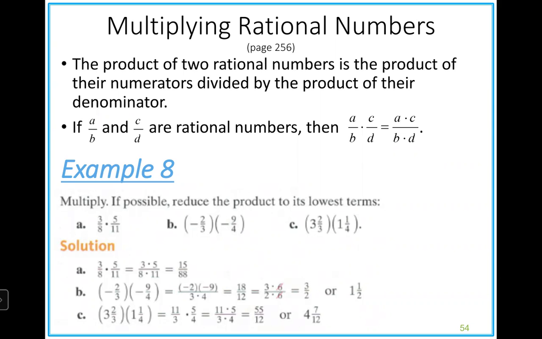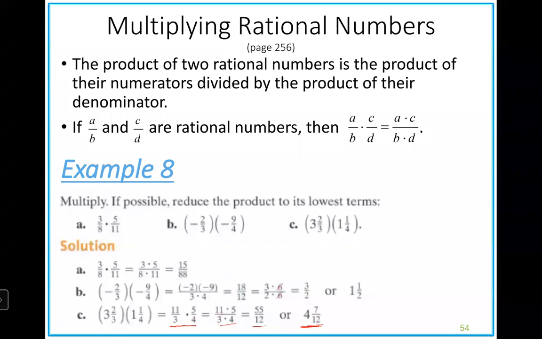Now you see with C, you have two mixed numbers, 3 2/3 times 1 1/4. You will notice that what they did first was change the mixed numbers into improper fractions. So it becomes 11 over 3 times 5 over 4. When you multiply that out, you get 11 times 5, which is 55, and 3 times 4, which is 12. So 55 over 12 reduces to 4 7/12 when you change that into a mixed number.